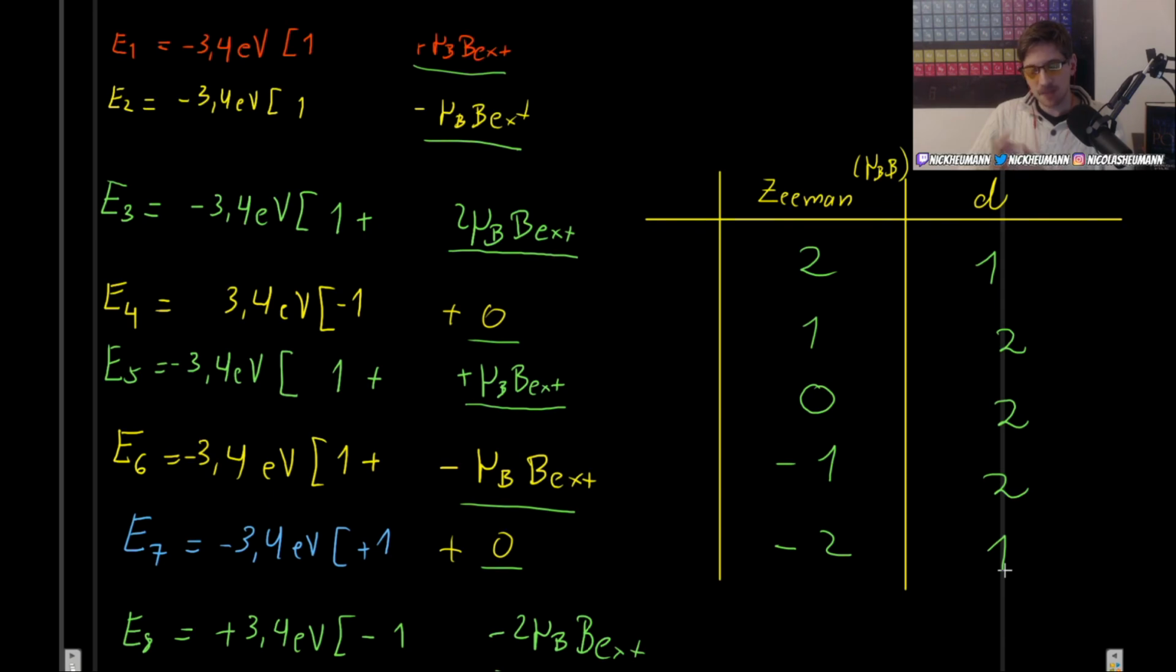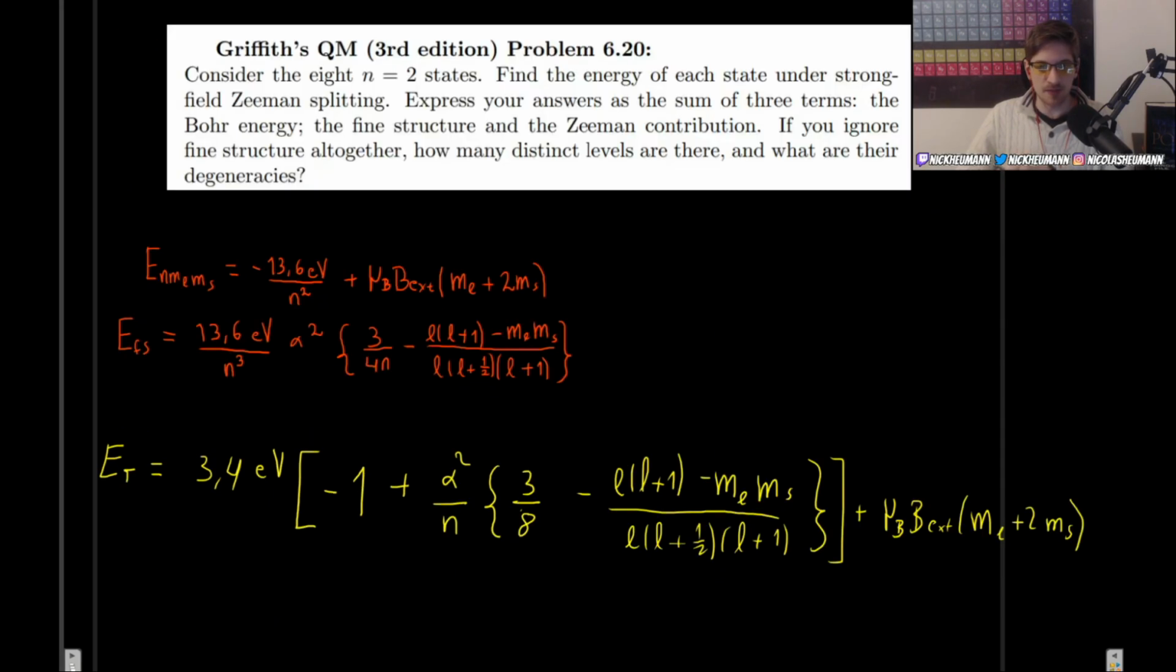Okay, so these are the degeneracies of the different new energy levels, right? There are several that share the energies, but we can see that degeneracy is usually further broken by the Zeeman effect. That's why we call it Zeeman splitting. And this is the case for high, or strong field, Zeeman splitting. So this is problem 6.20 from Griffiths.